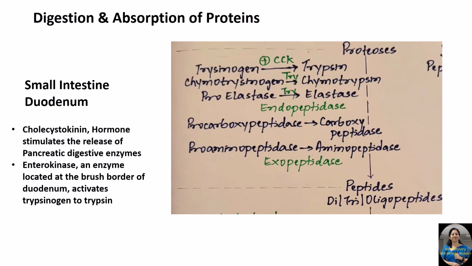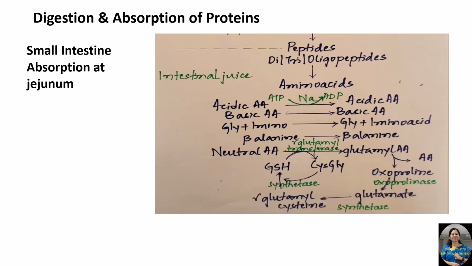So in the duodenum, proteoses get converted to peptides. They can end up with the formation of a dipeptide, tripeptide, or oligopeptide. Peptides are broken down to amino acids by peptidase enzymes, and once these amino acids are formed in the intestinal lumen, they are absorbed into the general circulation by 5 different transport mechanisms. We have different transport mechanisms for acidic, basic, beta-alanine, and neutral amino acids.